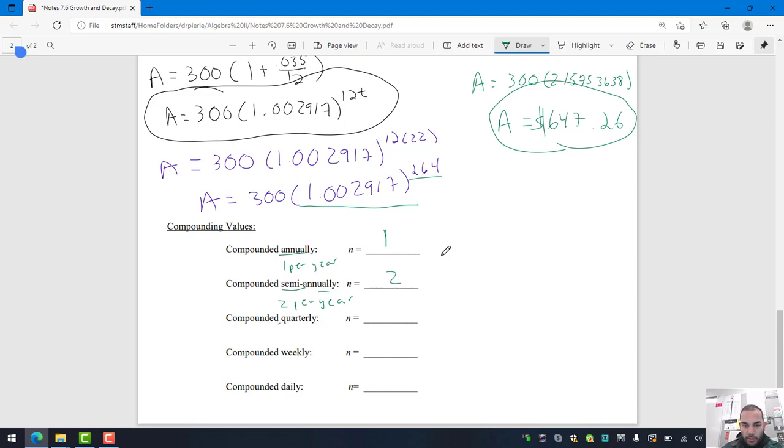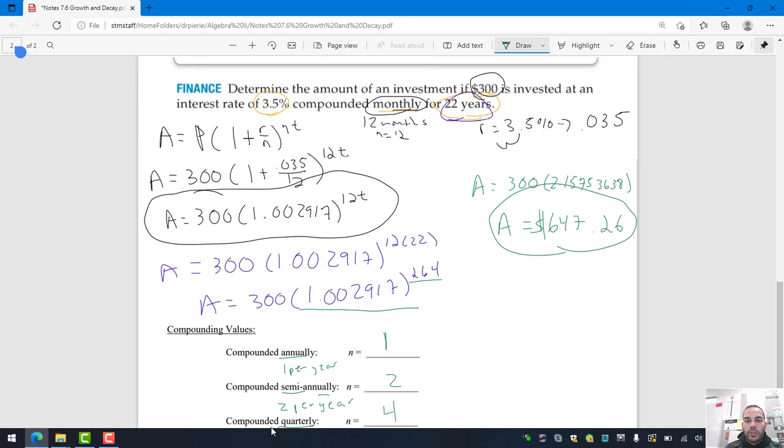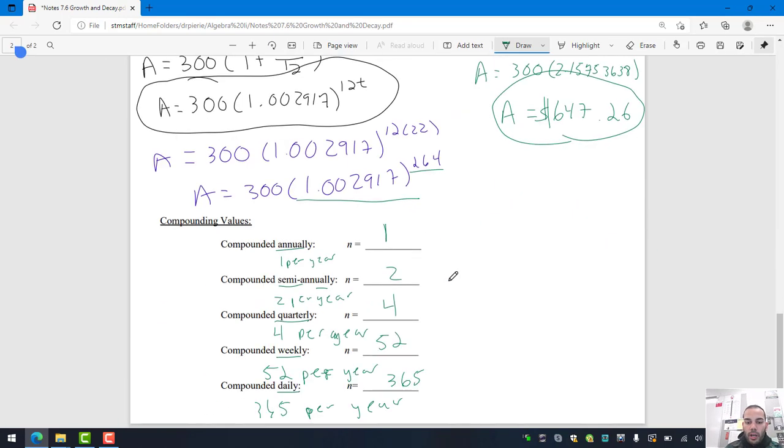If you see the word quarterly, how many quarters in a dollar? There are 4 quarters in a dollar. That means 4 quarters per year. If you see the word quarterly, N is equal to 4. And the last two examples you might see: compounded weekly. Does anyone know how many weeks are in a year? The answer is 52 weeks per year. If it's compounded weekly, you should plug in N is equal to 52. And then the last example you might see, compounded daily, that'd be quite a bit. There are 365 days per year. N would be equal to 365. Based on the word you see in the word problem, this will help you solve for N.